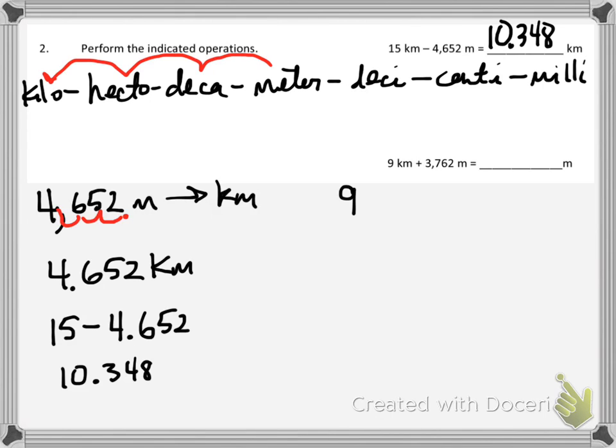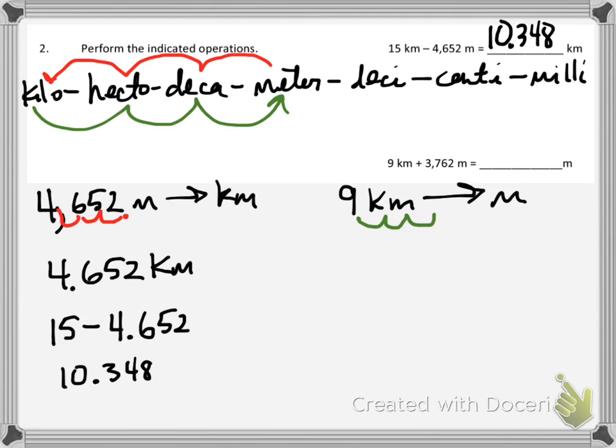Similarly, with the other problem, we want to convert everything into meters. So those 9 kilometers, we want to go ahead and take those 9 kilometers and convert them into meters. So we're going to start at kilometers, and in this instance, we're going to bounce along to the right. Starting at kilometers, moving to meters, you're going to be taking 3 bounces, which is telling us that we're going to take that decimal that we have, we're going to bounce that along 3 units to the right, and you're going to end up with 9,000 meters.